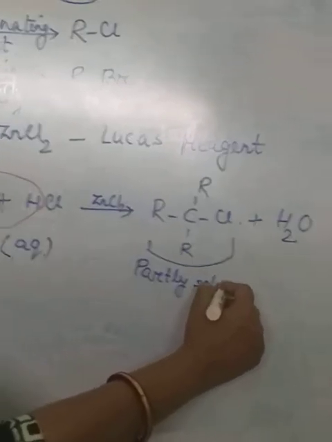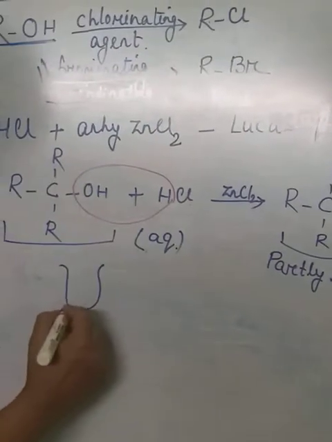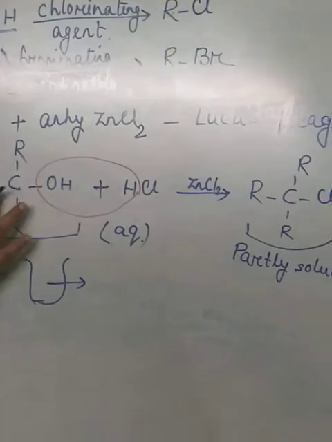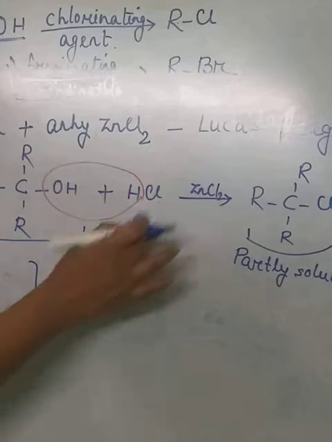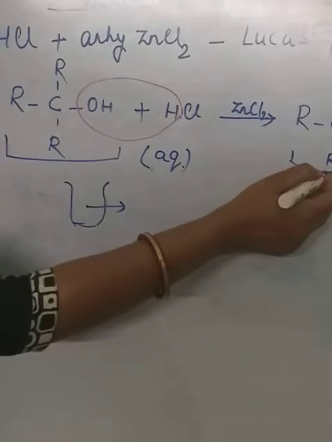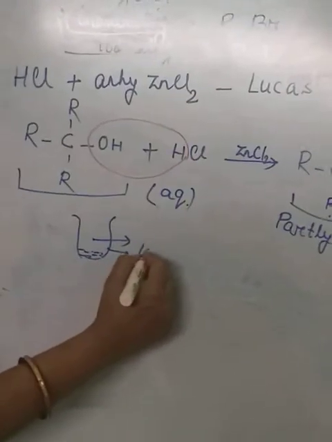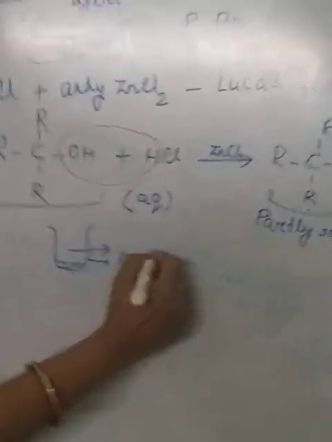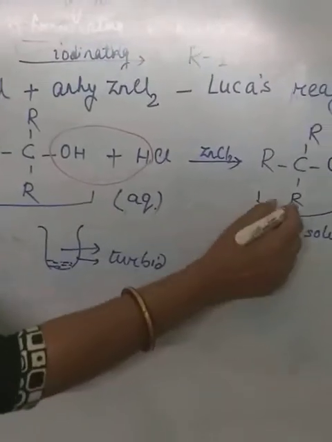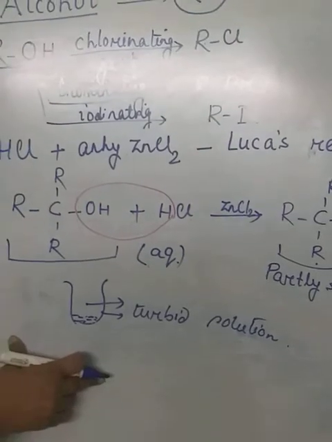So what happens is, in a container we have taken all colorless reactant mixtures, whether it is alcohol and HCl, whatsoever. Since the halide is partly insoluble, we do find some milky or turbid solution, as the presence of the halide group, or the procedure of the reaction, is justified.